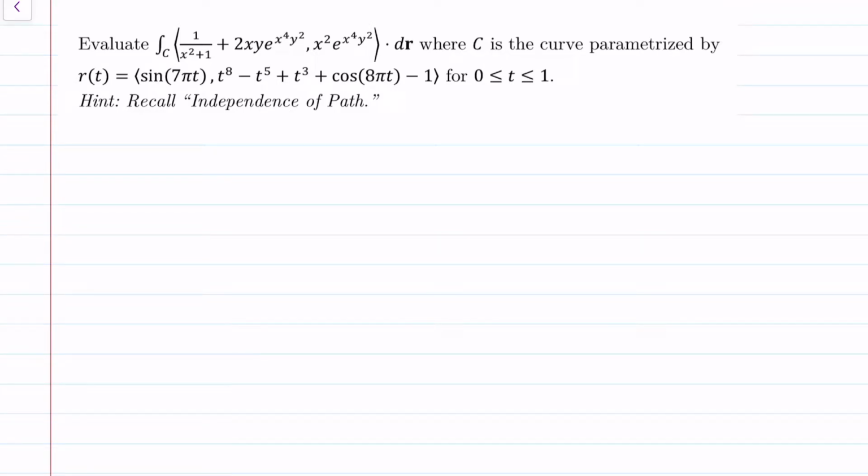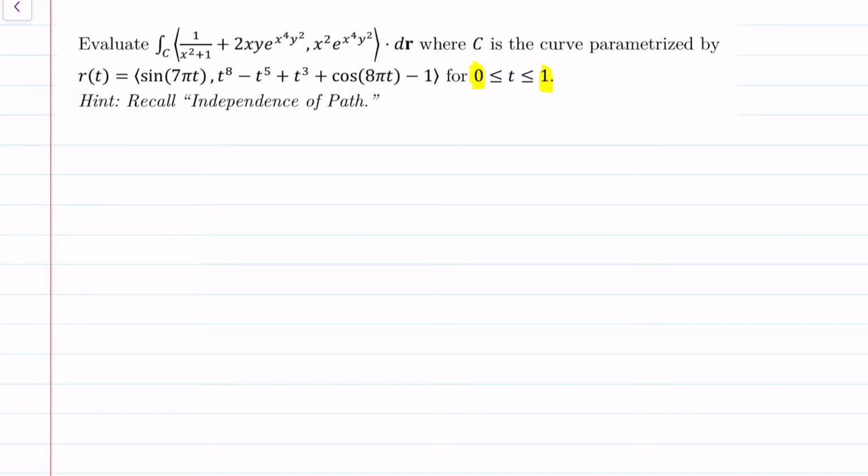Hello everyone, I wanted to do this video on this problem that I actually gave to a class today. It's a very interesting problem. So here we're given this line integral over this curve parameterized by this crazy looking vector function. And notice the vector field here dot dr is only two-dimensional. And also notice that t is going from 0 to 1.